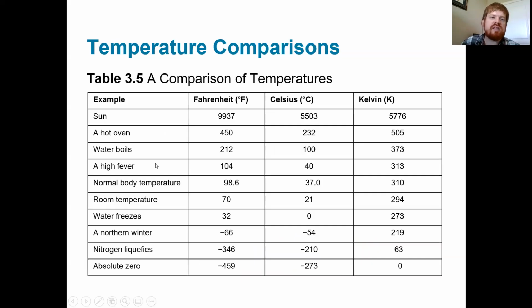Okay, so this is just a table to compare some temperatures of interest, basically. Starting all the way at the bottom, absolute zero, which is negative 459 Fahrenheit, negative 273 Celsius, and 0 Kelvin, and building all the way up to the temperature of the sun. Now, absolute zero doesn't really matter to us. The temperature of the sun doesn't really matter to us. It's mostly the scale from water freezing to water boiling.